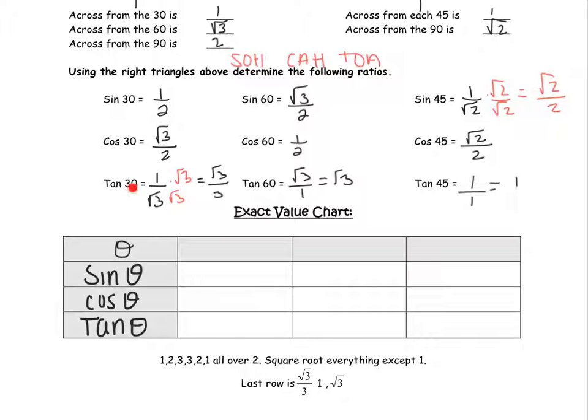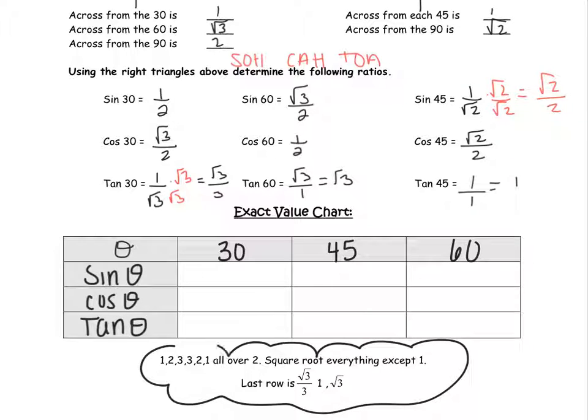And the angles that we care about are 30, 45, and 60. And they have to go in that order, increasing order. So 30, 45, and 60. So if you memorize the setup and then memorize this down here, you're good to go. So how does it work? It goes 1, 2, 3, 3, 2, 1. So let's write it in. 1, 2, 3, 3, 2, 1. Now everything you just wrote, all over 2. So everything gets over 2.